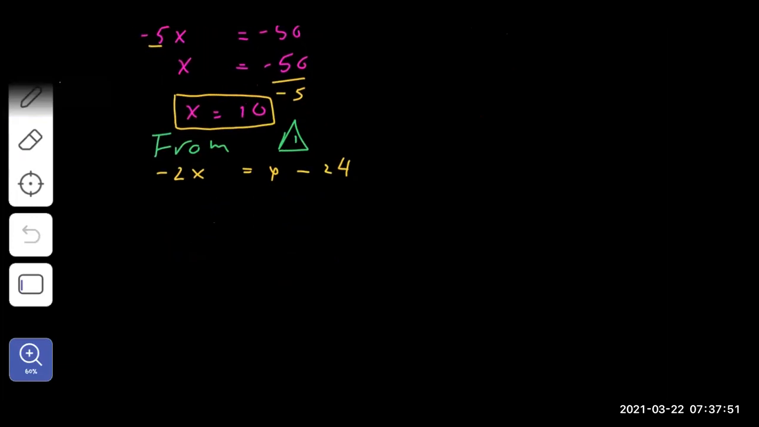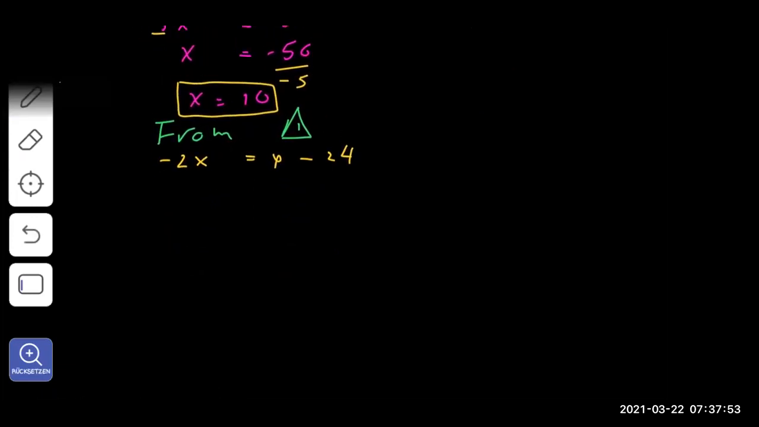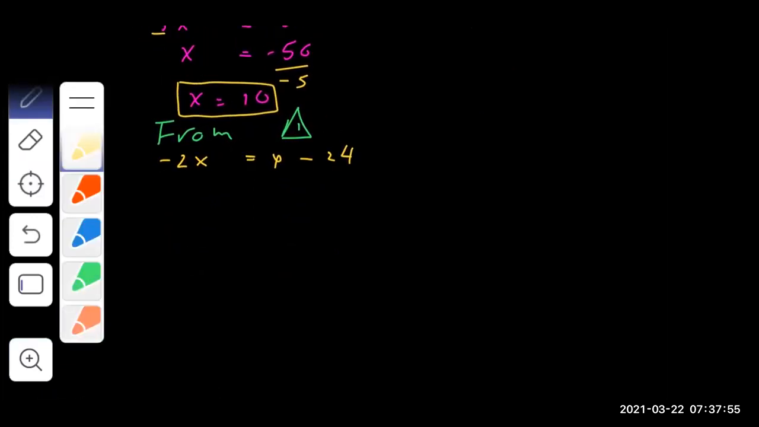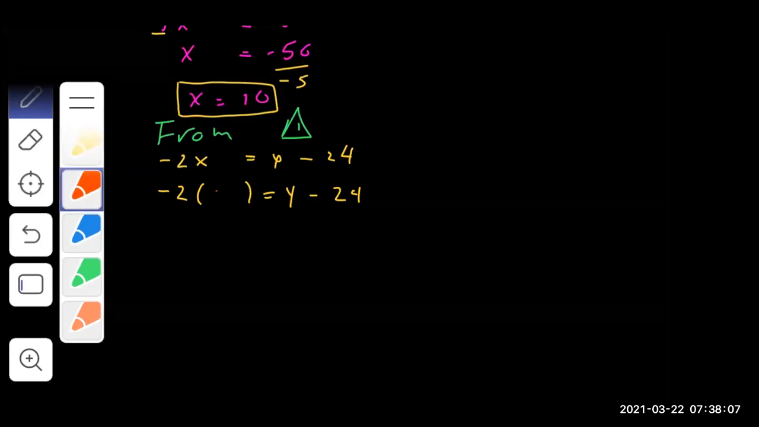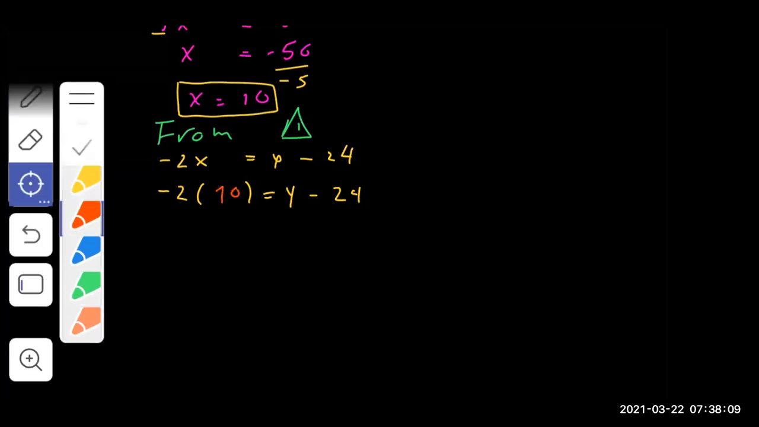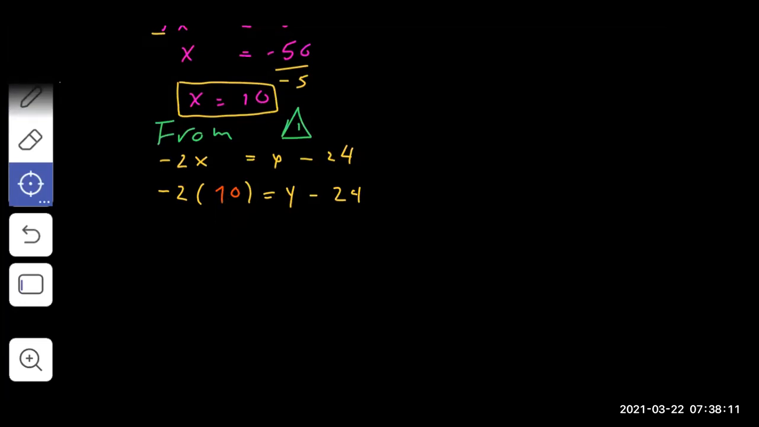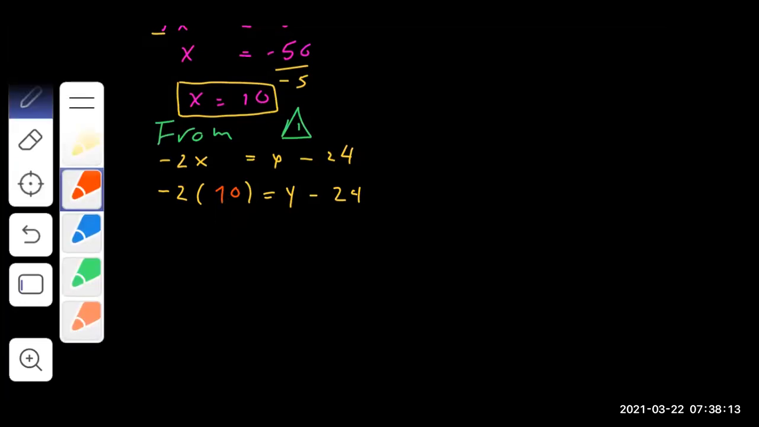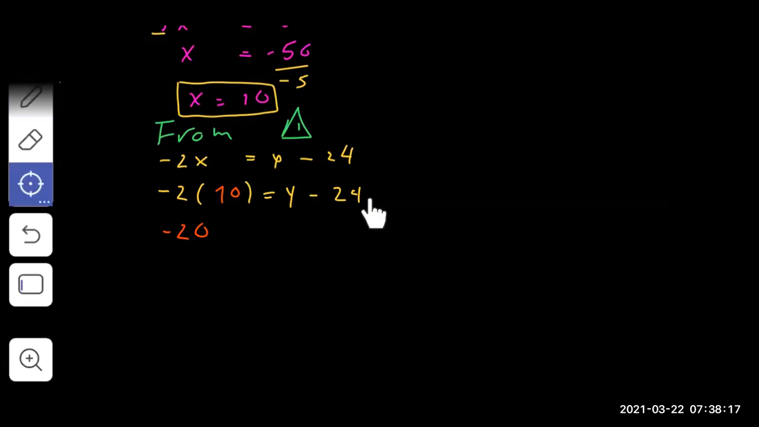I will need to substitute this value. What is the value for x? Can someone remind me? It's 10. I just found it, it's 10. Okay, let's place it here. And then let's solve this parenthesis. Negative 2 times 10 is negative 20.